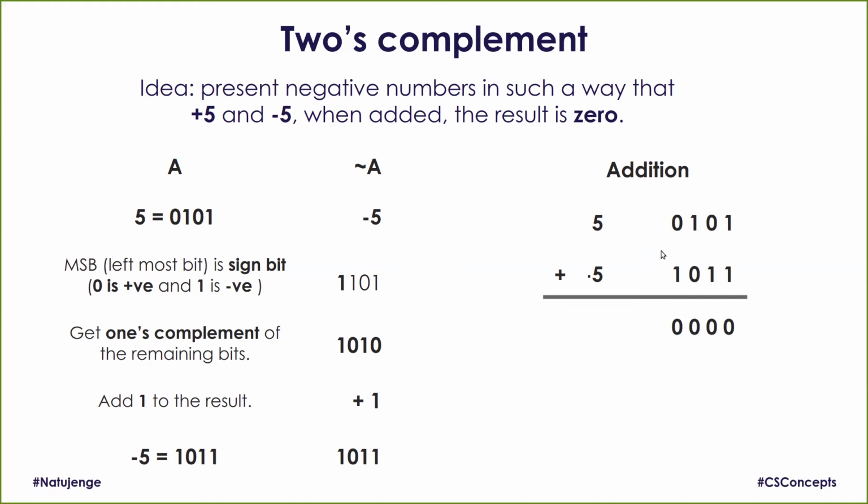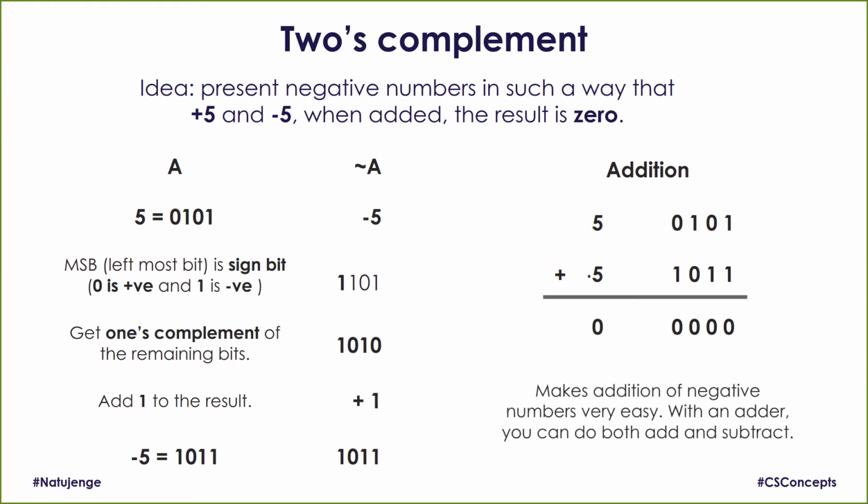In 2's complement, if you do the addition, you discard the final carry. So the answer becomes 0. That way we've been able to do negative 5 plus positive 5, and the answer becomes 0. So this makes addition of negative numbers very easy because all you need is to represent them as 2's complement, and using one adder in the ALU, you can do both negative and positive number computation. So if you want to subtract, you don't need another circuitry in the ALU.